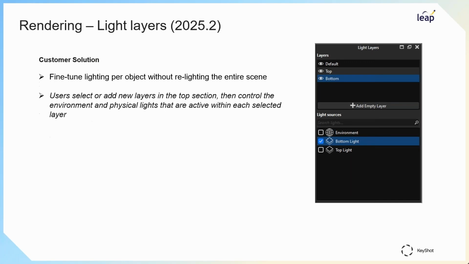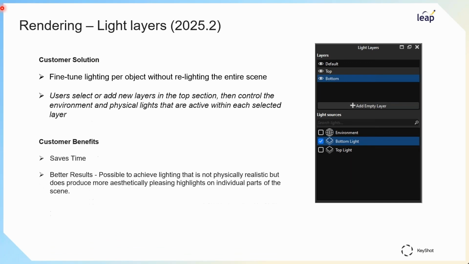Another one here is light layers. So what is light layers? Light layers is, I want to give lighting on one part, but I don't want to give lighting on the other part. So that's light layers, basically. A feature that gives me precise control, without relighting the entire scene, I can just fine tune the light over one object. So it just controls how the light is affecting the individual parts of your scene.